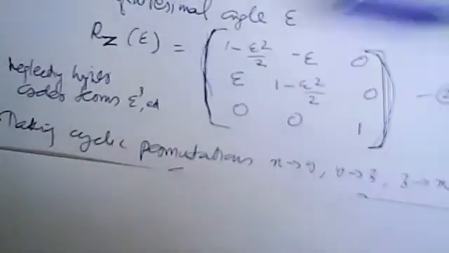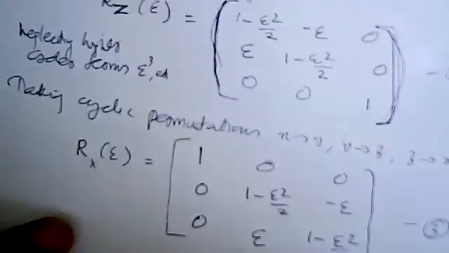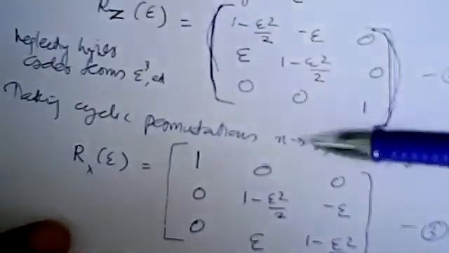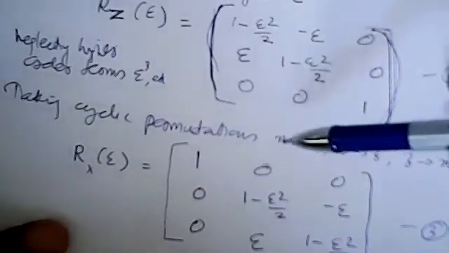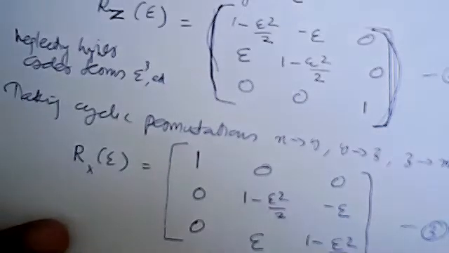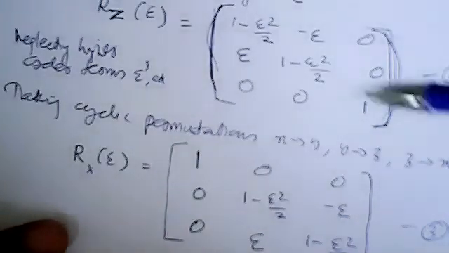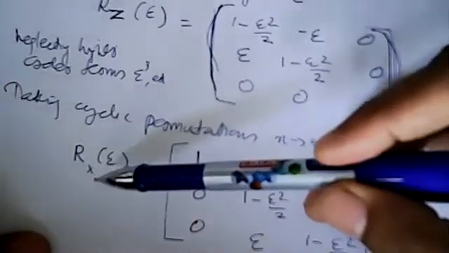Now, using the same matrix, you can write the rotation matrix about the x axis like this, simply by taking the cyclic permutation. What is cyclic permutation? X changes to y, y changes to z, z changes to x. So that is the rotation about the x axis. So you can write Rx of epsilon.